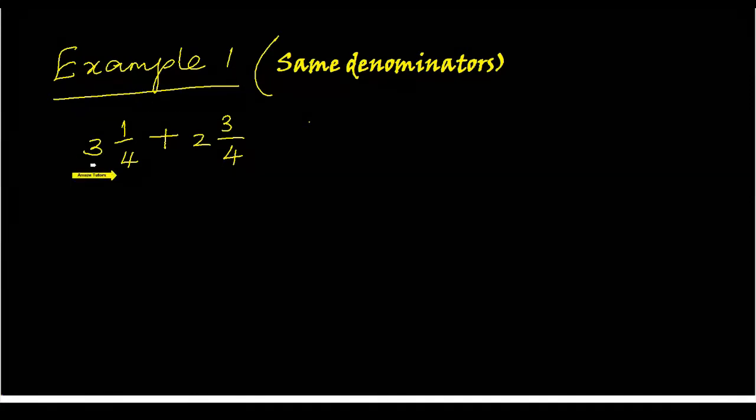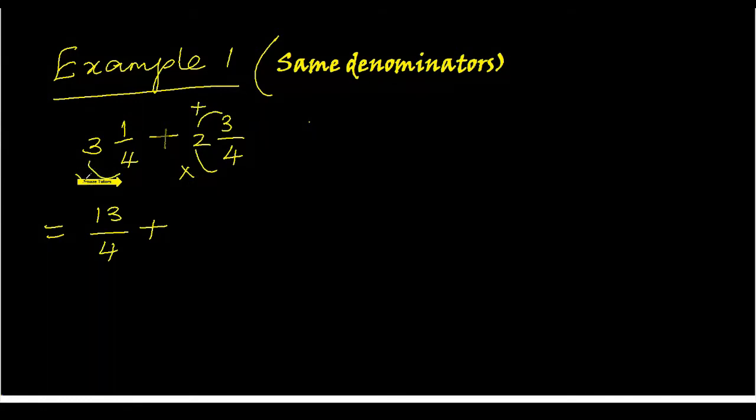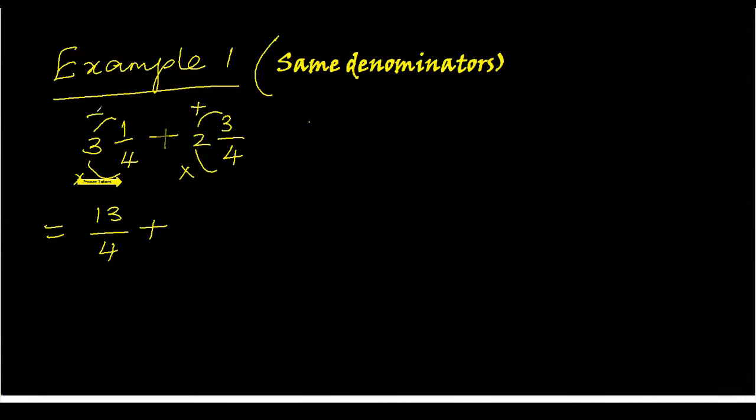We need to multiply these two and add the result to the top number. So, multiply 3 and 4 to get 12, 12 plus 1 is 13, which gives you 13 over 4. Plus, now multiply these two and add the result to the top number: 2 4s are 8, 8 plus 3 is 11. 11 over 4.